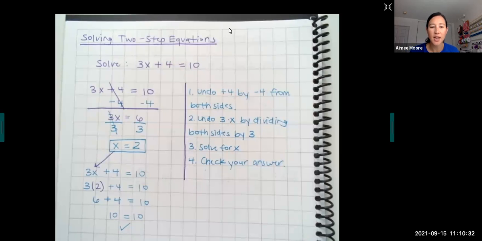Any questions on the notes or solving two-step equations so far? Let's see, let me check the chat really quick. Okay, let's go ahead and practice some solving two-step equations on page 12 in your workbook.